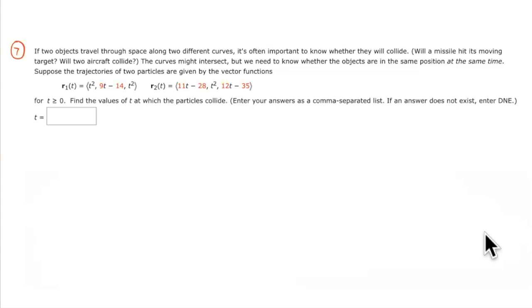But then how do we find that time t? How do you find intersection? Do you guys remember? You set them equal and then solve for t, right? So we're going to set them equal and solve for t. So this one equal to this, okay? So we have t squared equal to 11t minus 28. What else can we set? We're going to set this equal to this, right? 9t minus 14 equal to 12t minus 35. And finally, t squared equal to t squared.